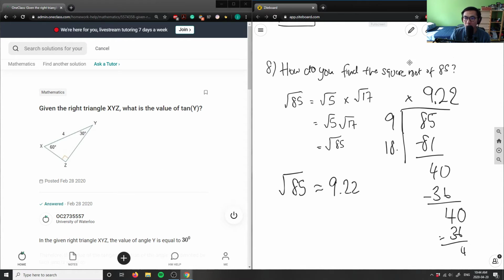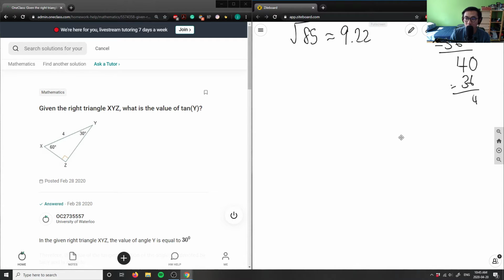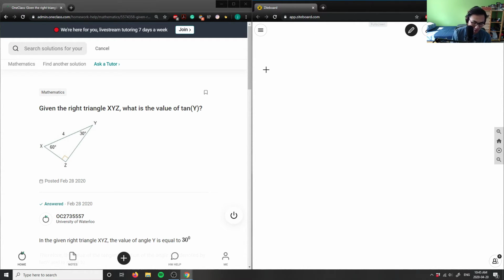Okay, that's question 8. Let's look at 9. Oh, I think we can solve 10 problems today, which is awesome. Let's look at question 9 here. So given the angle or right triangle x, y, and z, what is the value of tangent of y? So let me draw this triangle. It was very, very similar to our first question of the day, actually. X, Y, Z. And we have right triangle here.